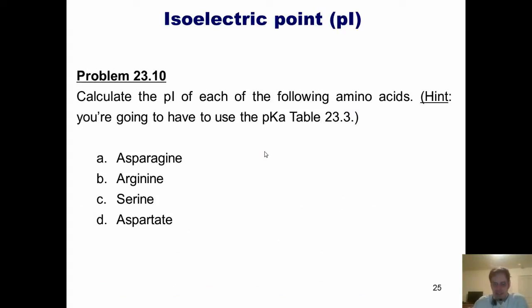So I want you to calculate the isoelectric point, or pI, of each of the following amino acids. I should give you a hint. You're going to have to use the pKa table found on Table 23.3 in your book, and also found in our earlier PowerPoint lecture on this chapter. But don't worry, I'm going to guide you through this problem over the next few slides and do a couple of these examples with you. I'll let you do the rest, of course.